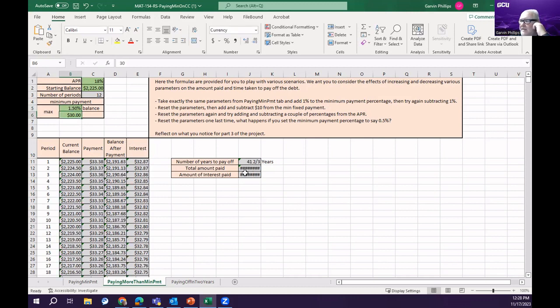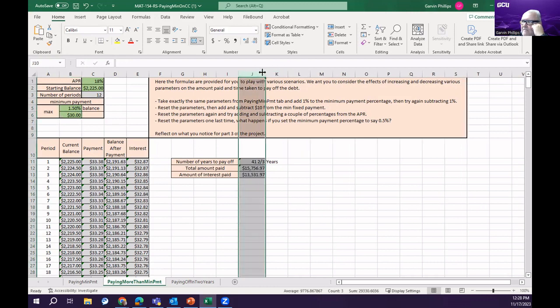Oh, and if you ever get these, all that means is this cell isn't wide enough. And you can see that as I hover, it's, oh, wow, that's a lot of money. So I click on this, and I can just drag it over just a hair. And there we go. This is really close, 32.87, 33.38. So I'm still paying a little bit more than that interest. So I need to go a little bit lower.